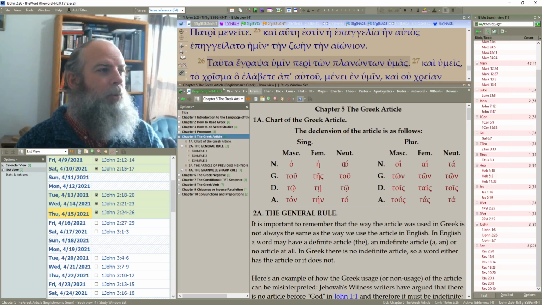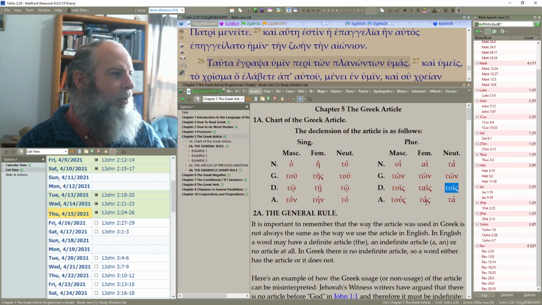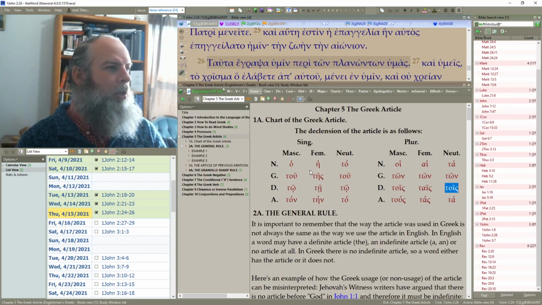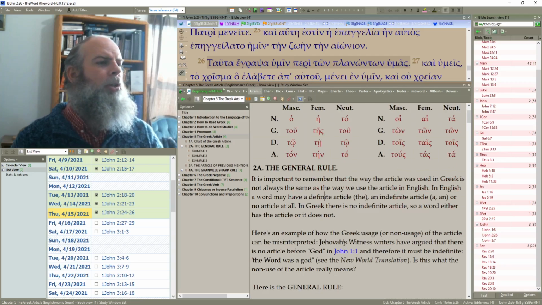And you can see there are some similarities in these two and then these two, so they can be a little bit ambiguous. And then you have plural: hoi, hai, ta. There's some ambiguity in here between these two and between these three, also this one and this one. Let's see if there's another one that crosses over. Here, tais, tous, seems to be about the most between that. Okay, very good. Let's go into the general rule.